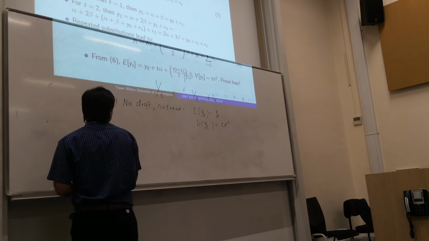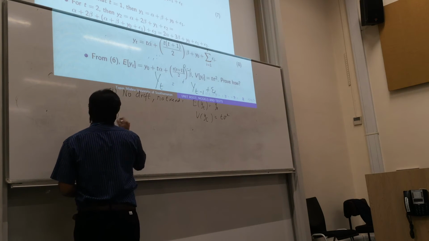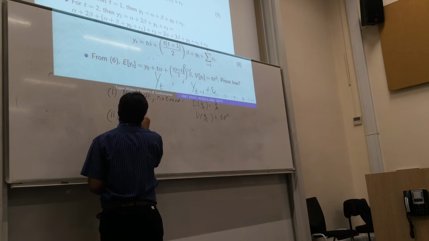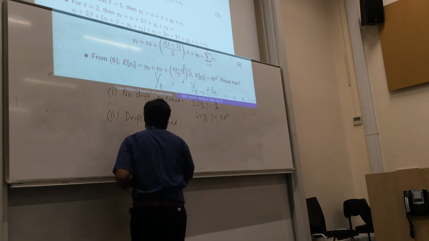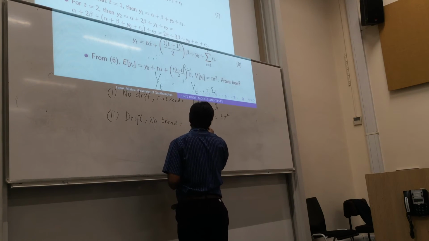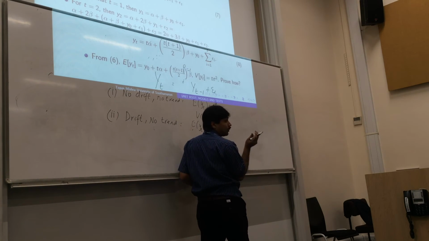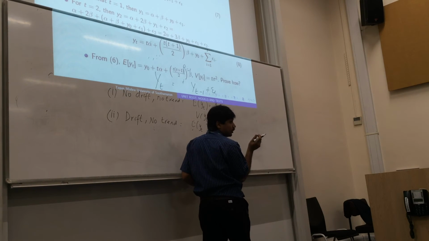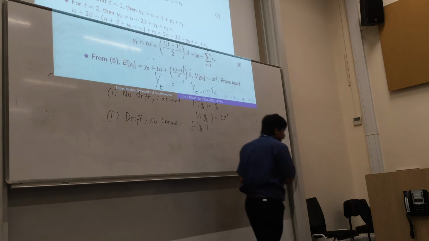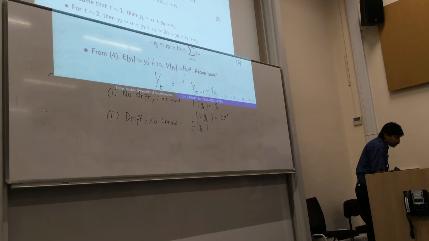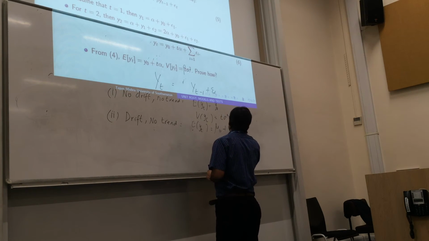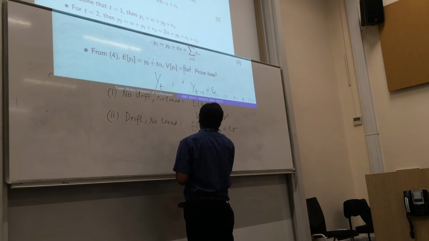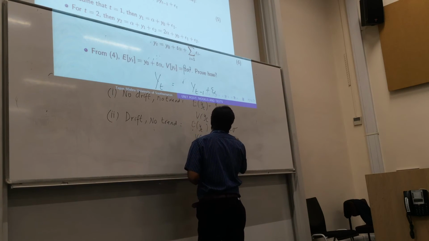Now, case 2. We have drift, but no trend. In this case, we found the expectation of yt was equal to, what was that? y0 plus t alpha. That's the mean, and the variance of yt is equal to t sigma square.